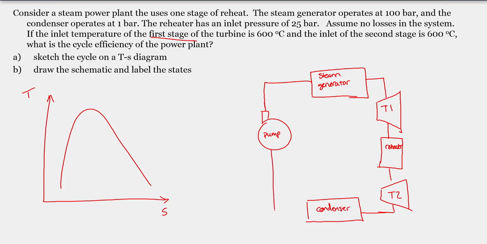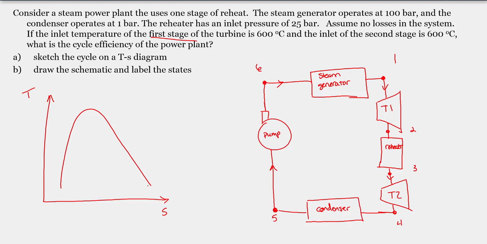And then that completes our cycle. Okay. We always like to start with the entrance of the first stage of the turbine as state 1. So there's state 1, state 2, state 3, state 4, state 5, and state 6. Okay, so here's my temperature entropy diagram.